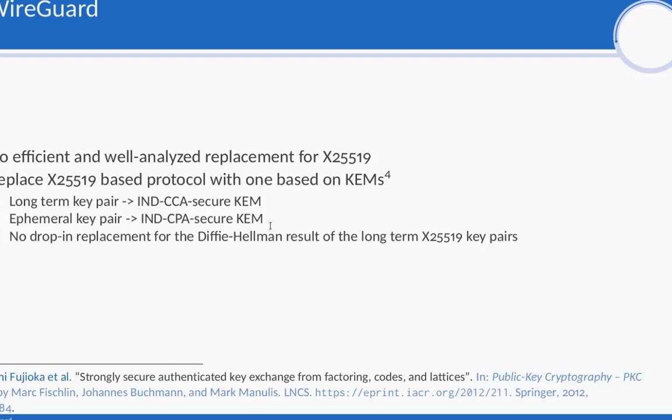We decided to replace the original protocol based on Diffie-Hellman with one based on KEMs. In particular, the long-term key pair is replaced with an IND-CCA secure KEM, and the ephemeral key pair is replaced with an IND-CPA secure KEM. This approach has a drawback. That is, there's no replacement for the Diffie-Hellman result of the long-term key pairs.